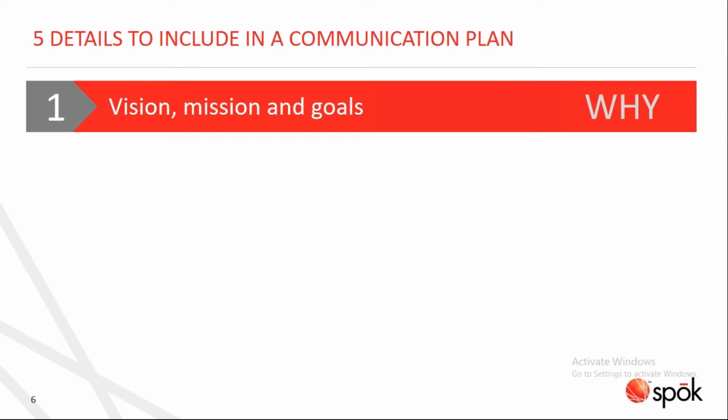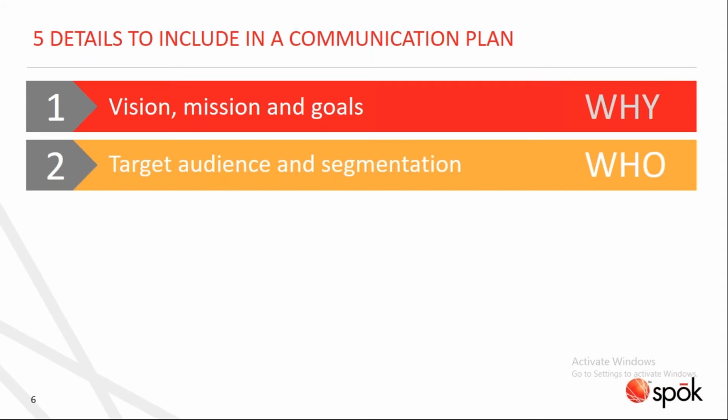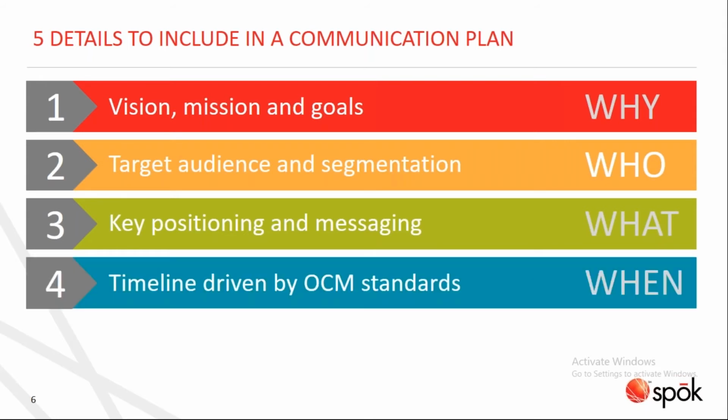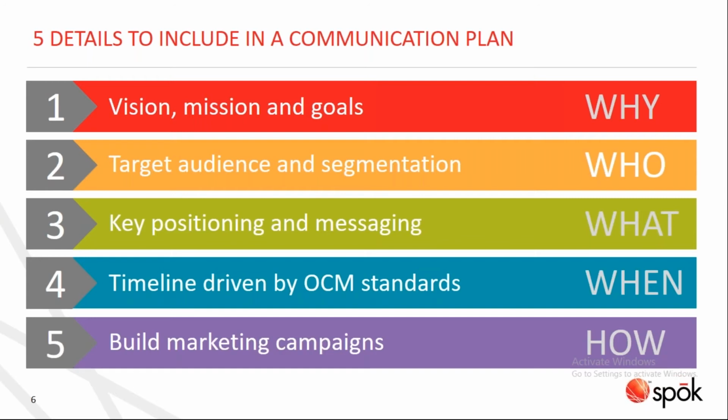So today we're going to talk about sort of the why, which is tips on how to create a vision, mission, and goals for your project. We're going to talk about the who, which is your target audience and how you might segment that audience. We're going to talk about key positioning and messaging, which is sort of the what you're going to communicate. We're going to talk about when you might want to communicate this information to your users during a project. And we'll talk about a timeline that can be driven by organizational change management standards. And lastly, we'll talk about how. So how you might architect marketing plans to deliver to your end users.